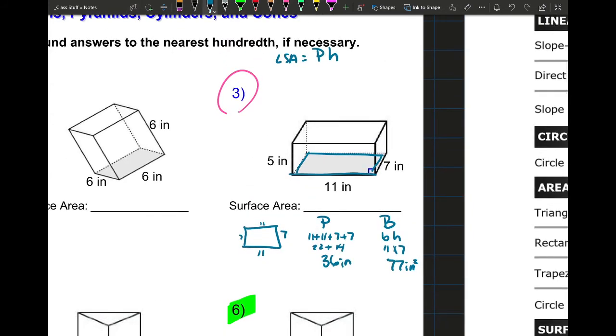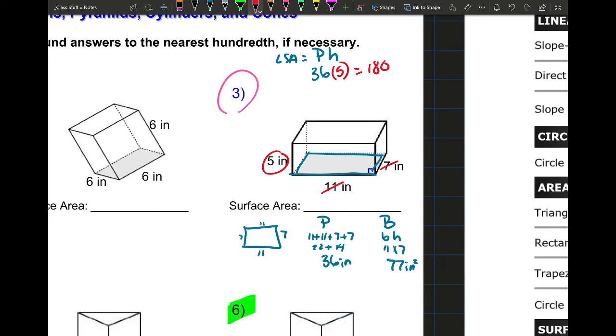For my LSA, my lateral surface area is just P, which is 36. Now look at this. What numbers have I already used? Well, I used the 11 and the 7. So that means the depth of my box is going to be 5. Right there. And to find the lateral surface area, all I got to do is multiply 36 times 5. And when I multiply 36 times 5, I get 180.